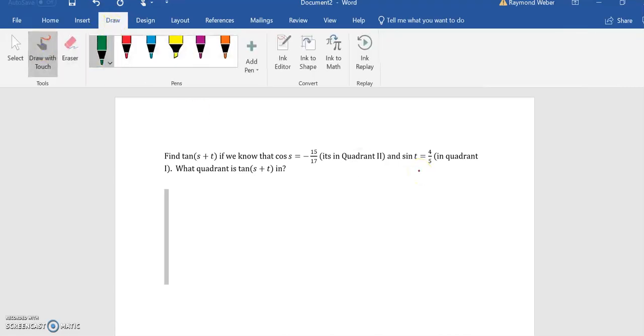We're asked to find tangent of s plus t, and we know what the cosine of s is, and we know what the sine of t is, and we know where they are. So we're going to start by drawing those, so that way we can figure out the information we need to know. So first for s here.